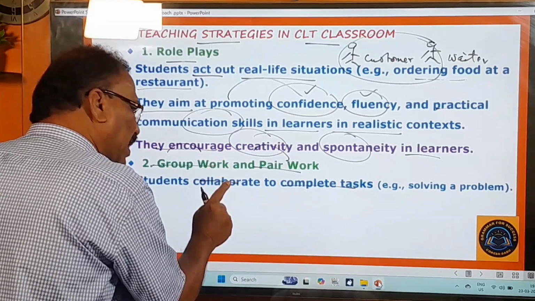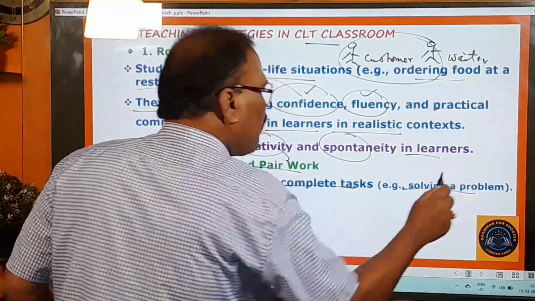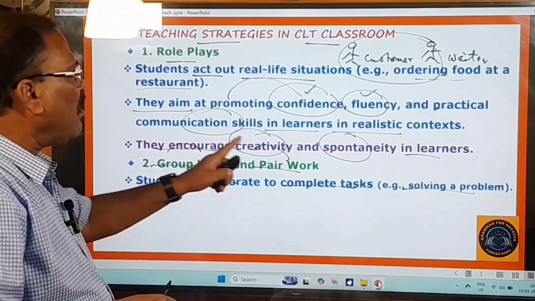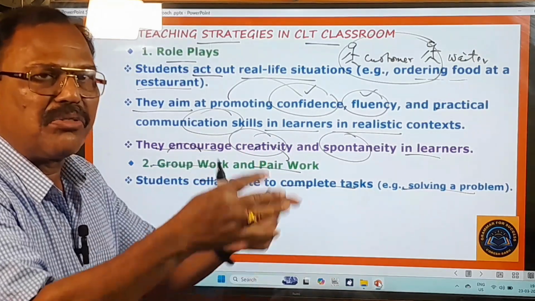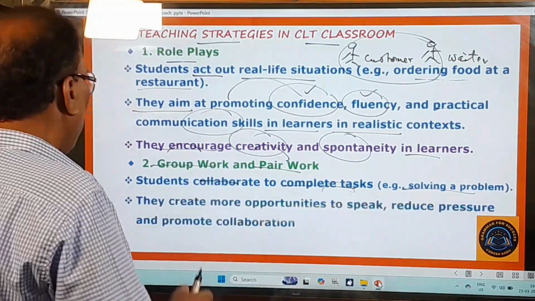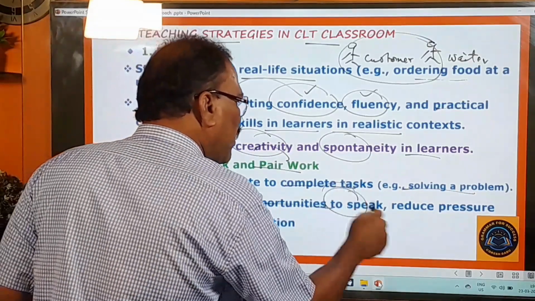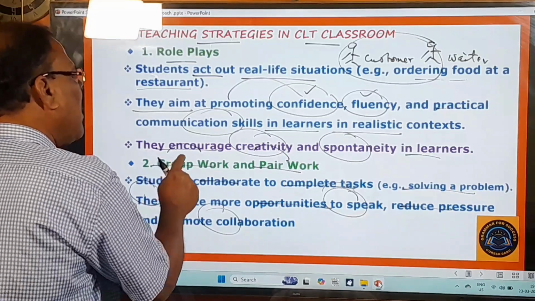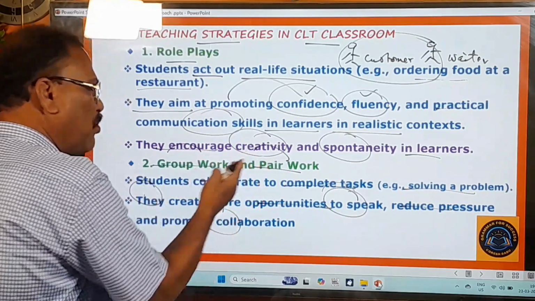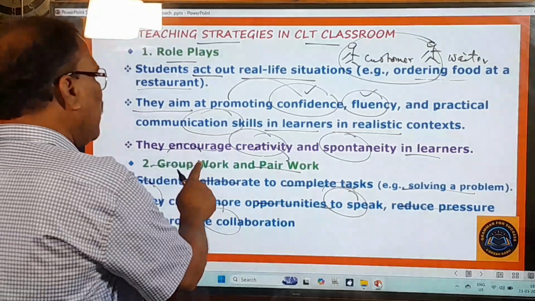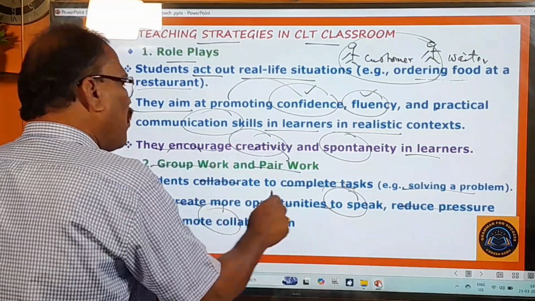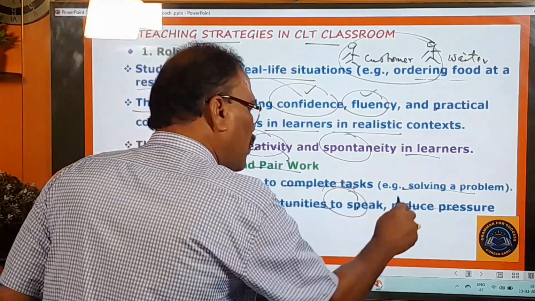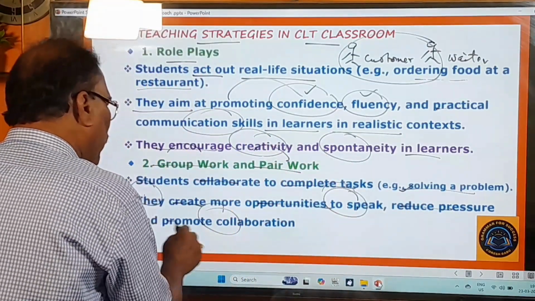Collaborate means work together to complete tasks. Task means solving a problem, whatever may be the given problem. So all the students of that group, all the students of that pair will be working to solve that problem. They create more opportunity to speak, reduce pressure, and promote collaboration. They means these communicative activities. These 2 are communicative activities, and these communicative activities create more opportunities for the students, for the learners to speak, to reduce pressure on themselves, and to promote collaboration.